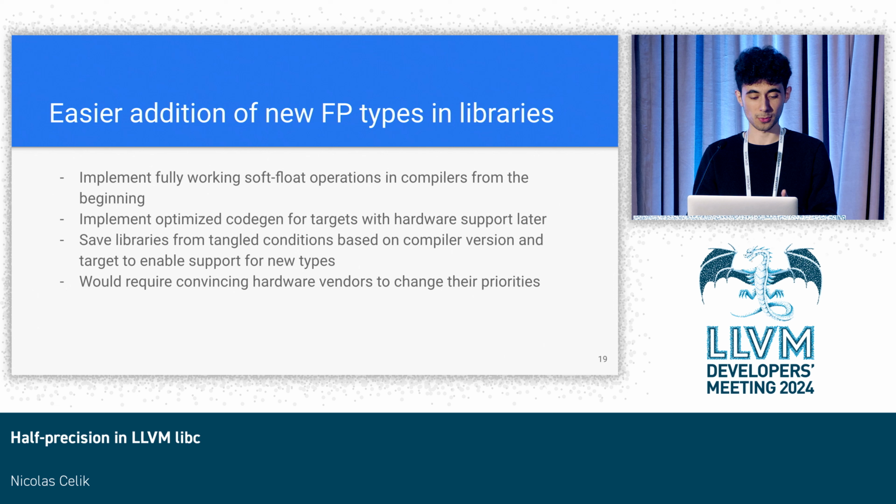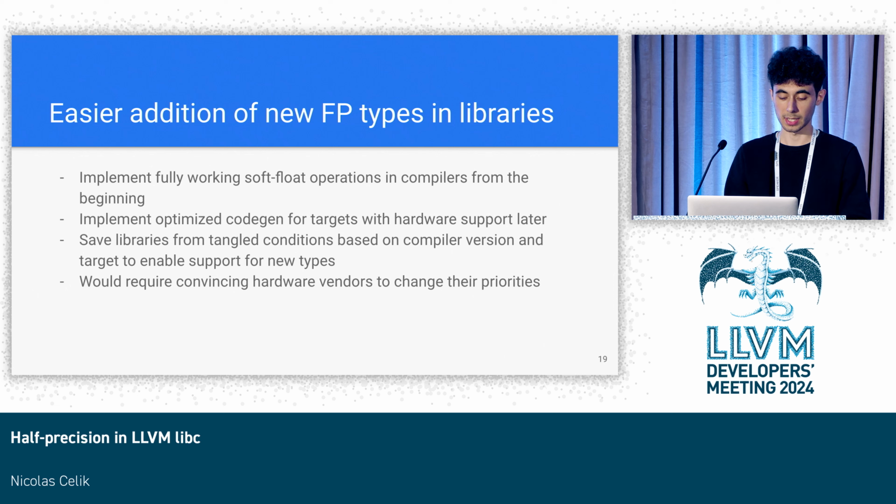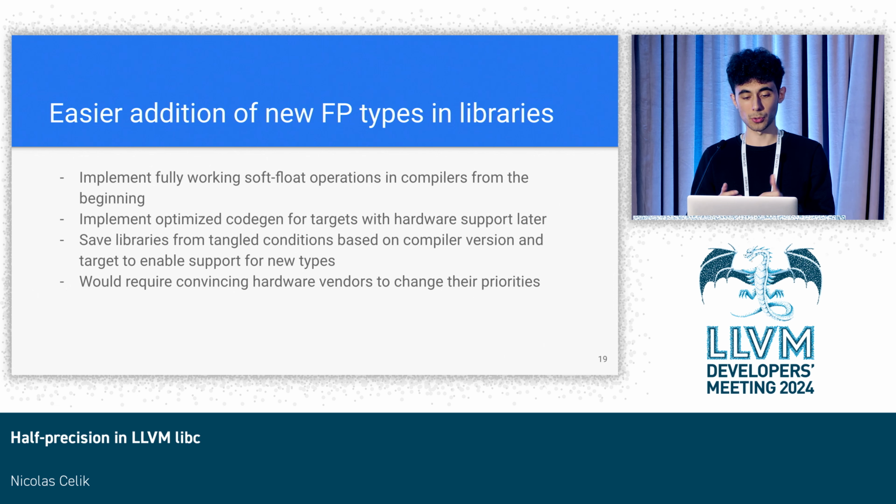So to make it easier for us to add new floating point types and libraries in the future, I guess we could try to do the opposite. First, implement fully working software implementations of operations for that new type in compilers, from the beginning, and only then optimize for targets with hardware support by using their special hardware instructions. That way, libraries could use these new types from the beginning, even if the code would be slow, at least it would actually work.